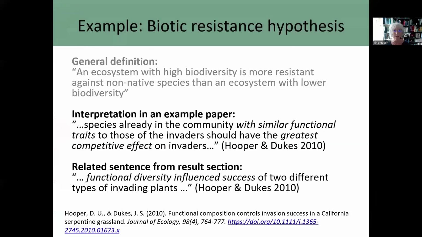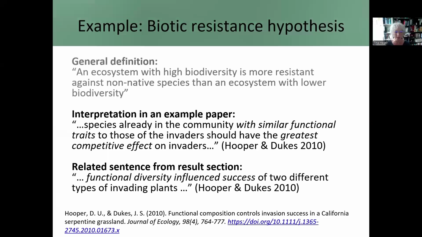So in invasion biology, what happens to these big ideas is that as soon as you want to do some empirical research and do, for example, an experiment, you have to focus more. You cannot address this big idea with one experiment. And so what people do is they provide their own interpretations of these big ideas.